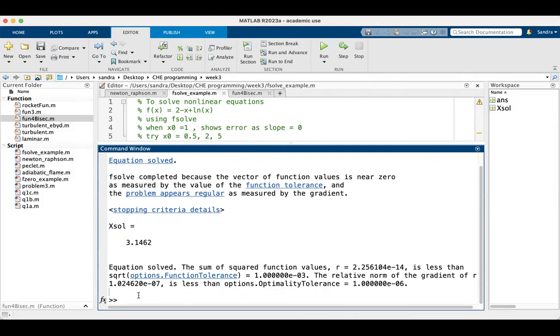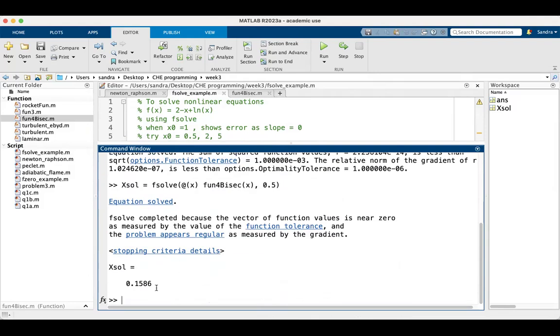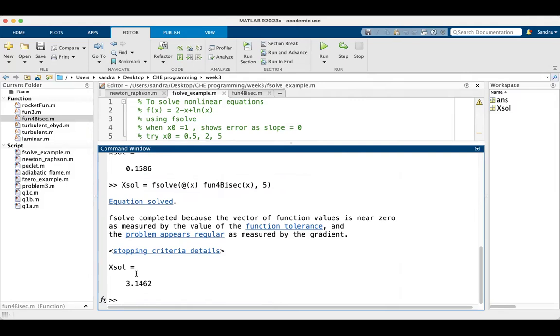Now, let me try giving a different initial guess. I gave 2 initially. Now I'm trying with 0.5. I'm getting the first solution, that is 0.1586. Let me give another guess, that is 5 here. I'm getting the second solution, that is 3.1462. Again, the equation is solved.